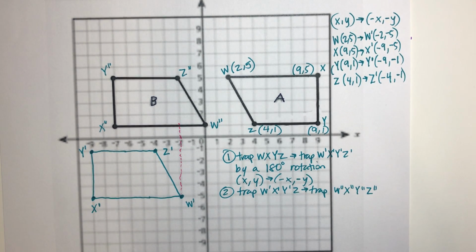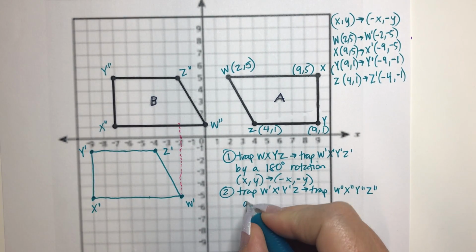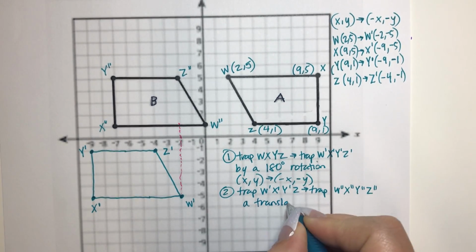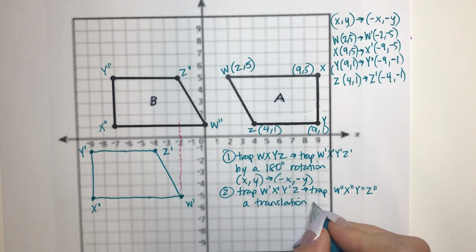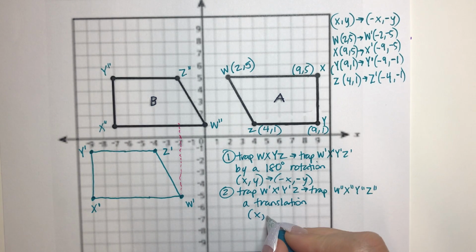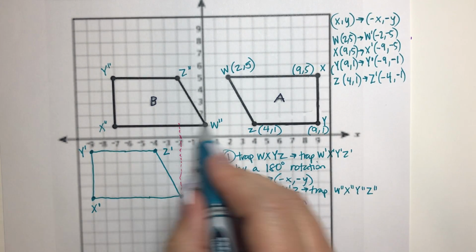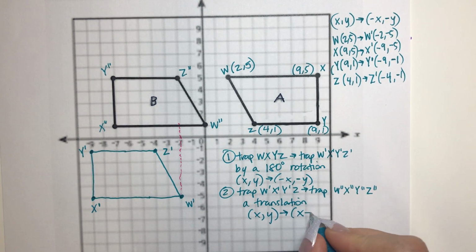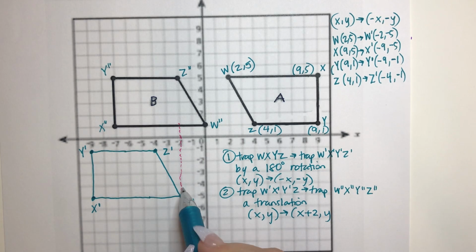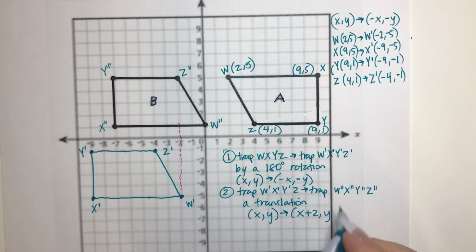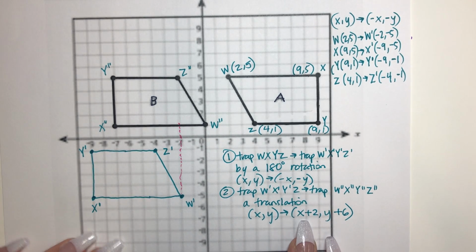Okay. A translation of (x, y) goes to x, what do we say, over 2 this way to the right. So x plus 2, y goes up 1, 2, 3, 4, 5, 6. Plus 6. Okay, so let's just see if that works for every single one.